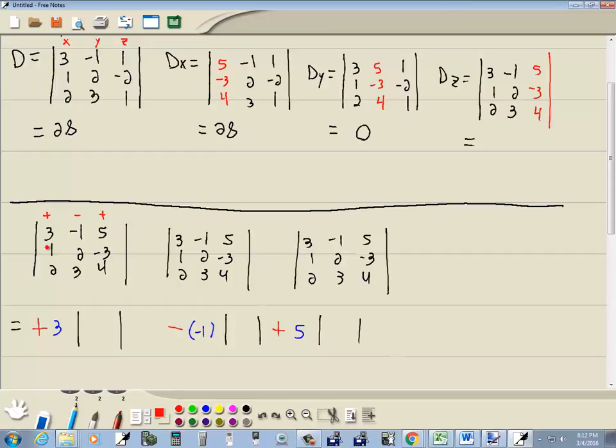Now our first number here, the 3. We'll circle it, cross out the row and column it's in, and that leaves us 2, negative 3, 3, 4. For our second one, we're working with the negative 1. So we'll cross out the row and column it's in, and that leaves us 1, negative 3, 2, and 4. Our last one, the 5. We'll cross out the row and column it's in, and that leaves us 1, 2, 2, and 3.